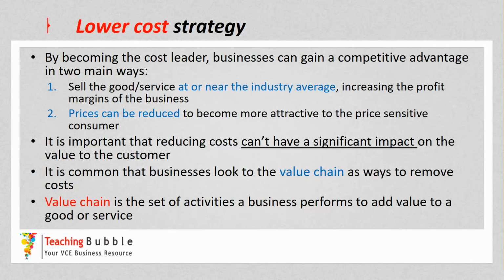Now, Porter states that in order to reduce costs, businesses should look at all activities along the value chain. The value chain is simply where the business looks at each part of the business that adds value to the good or service and looks for cost reduction opportunities, so where they can reduce costs in those particular activities. And that could be in areas such as operations, logistics, training, or even marketing, or any other area of the business.